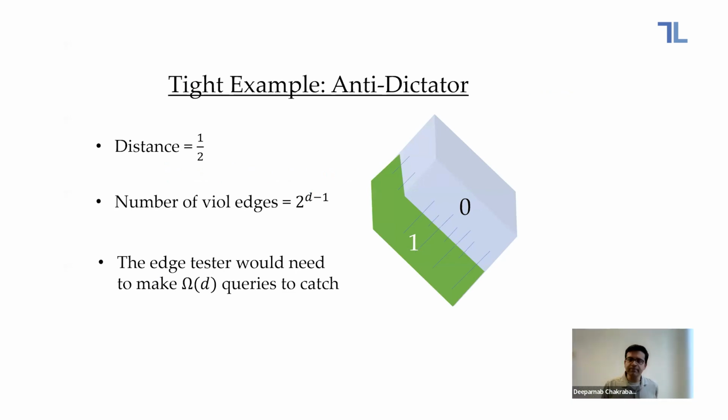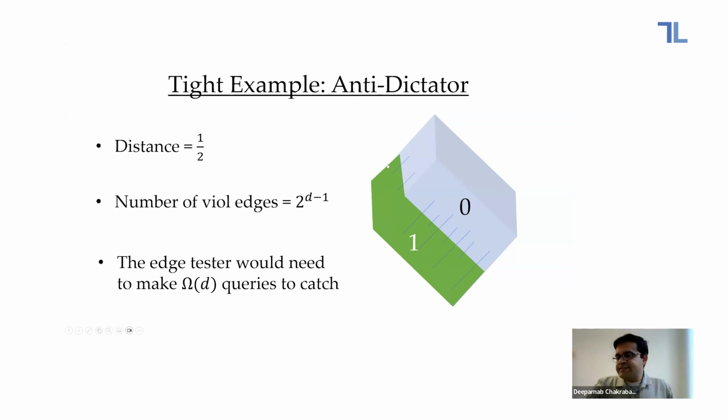Okay. And the example is very simple. It's called this anti-dictator example. So I fix a dimension, say dimension i. Wherever xi equals 1, the function value is 0, and where xi equals 0, the function value is 1. So this is the way the function looks.